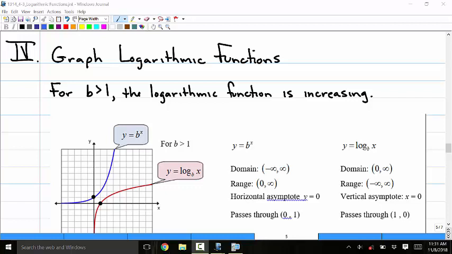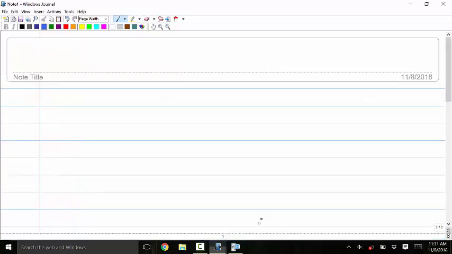Okay, let's talk about how to graph the logarithmic function. I'm going to do all of this, but I'm going to construct it one piece at a time, okay? So going to a new piece of paper. We graphed y equals 2 to the x last time, right?